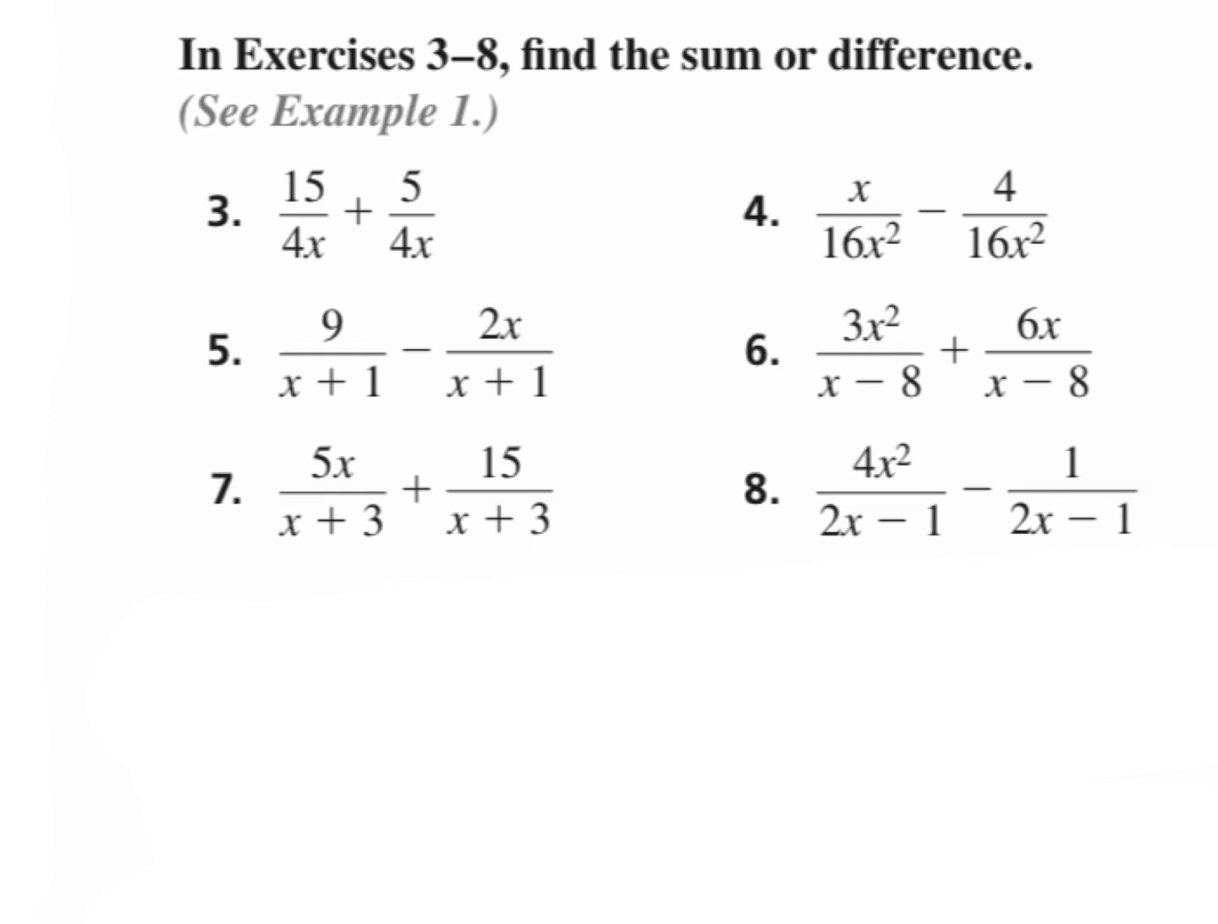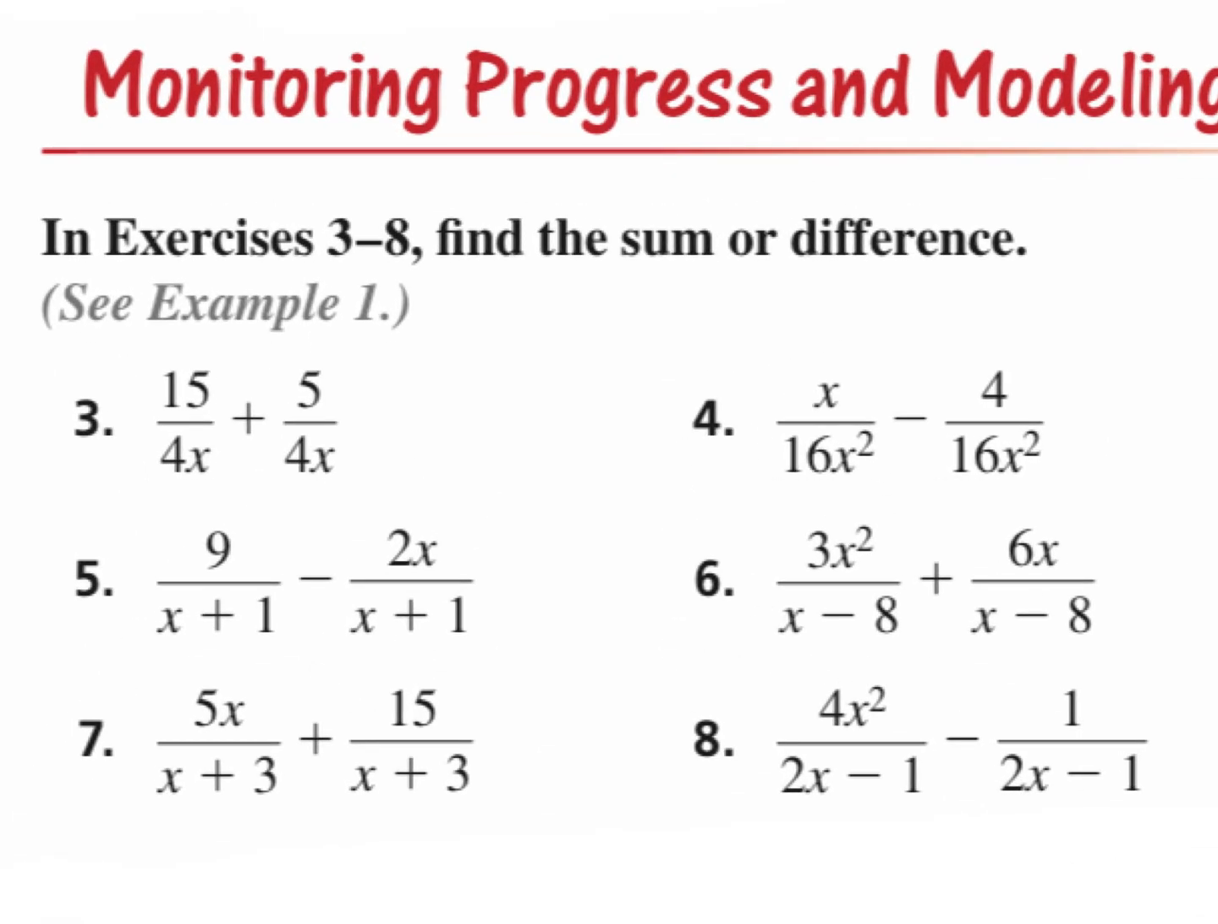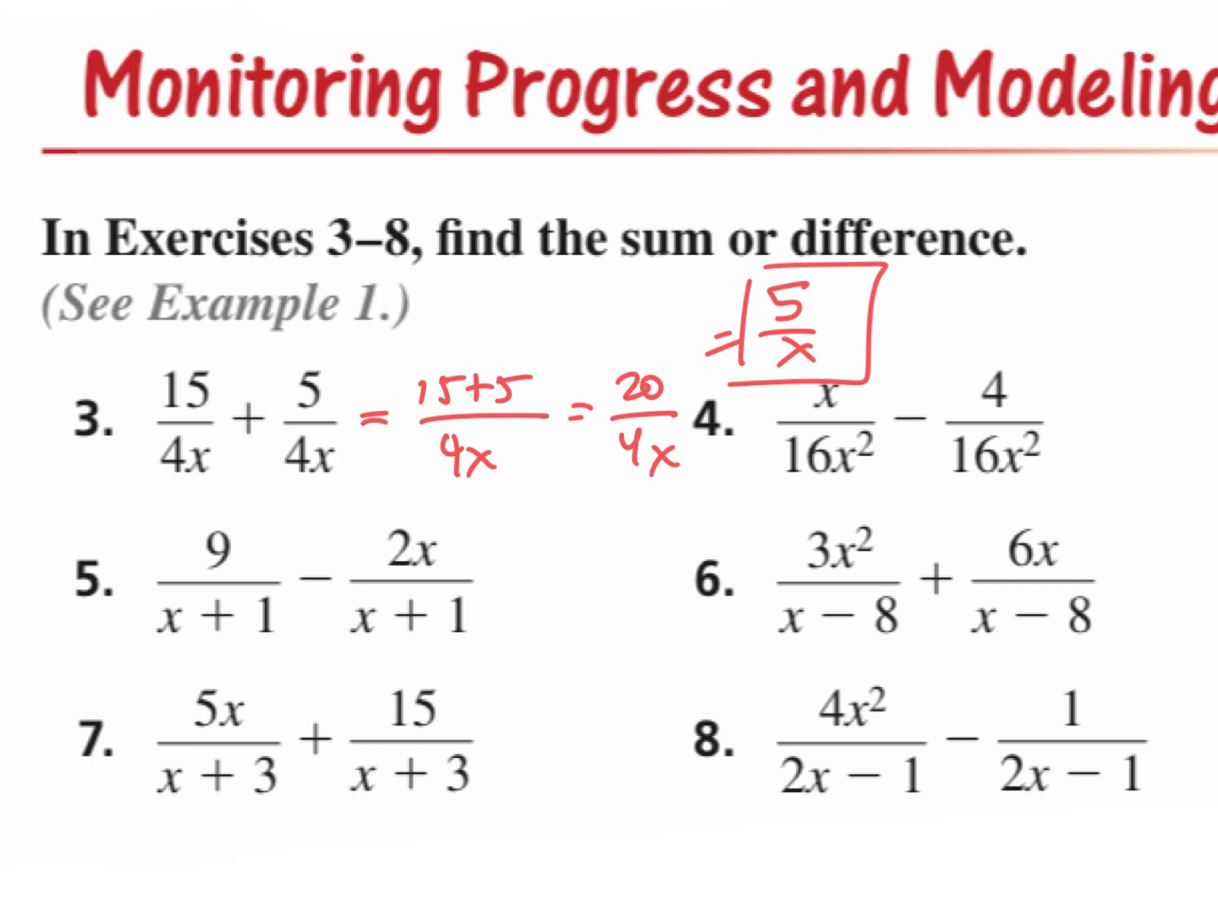So let's look at number 3. If I look at number 3, common denominator? Yes, right? So 4x, and then I add 15 plus 5. What's 15 plus 5? 20. So 20 over 4x. What does that simplify to? 5 over x. Good. So there's your simplified rational. And what can x not equal? What's the only number x can't be? 0. Because what happens when x becomes 0? Then your whole fraction is undefined.